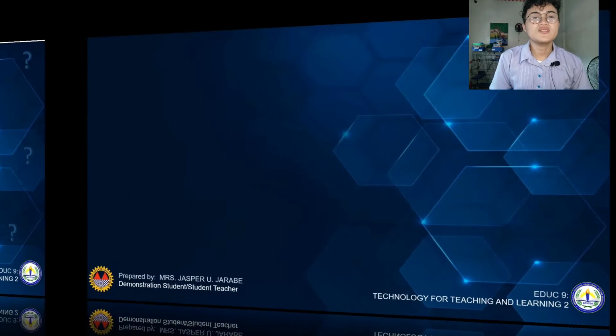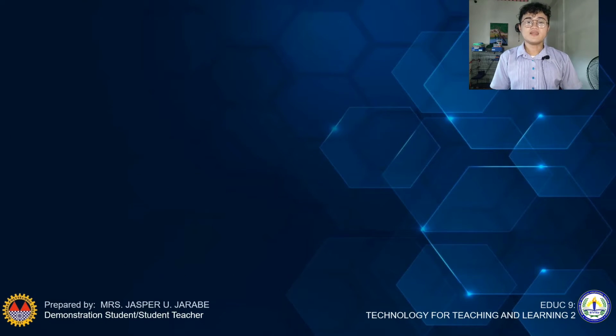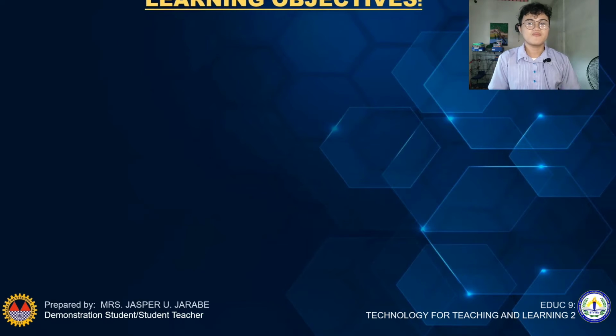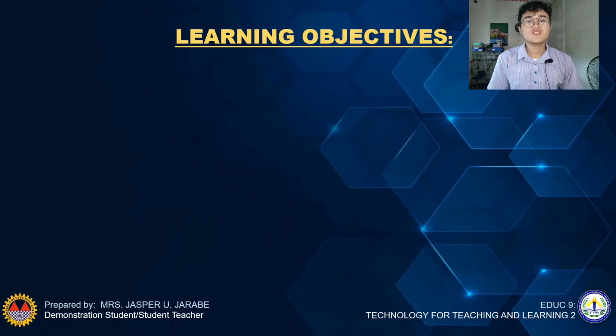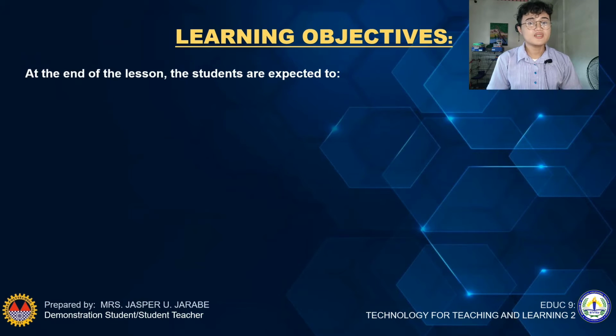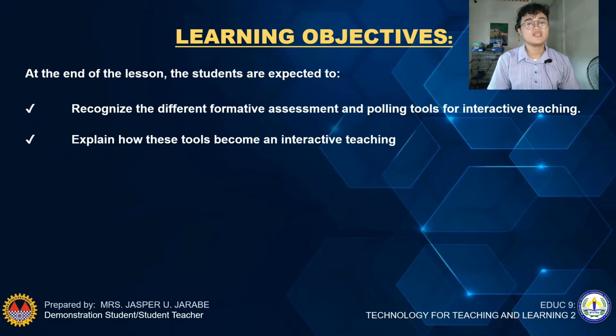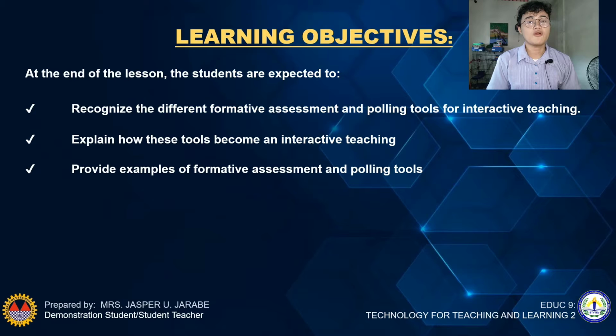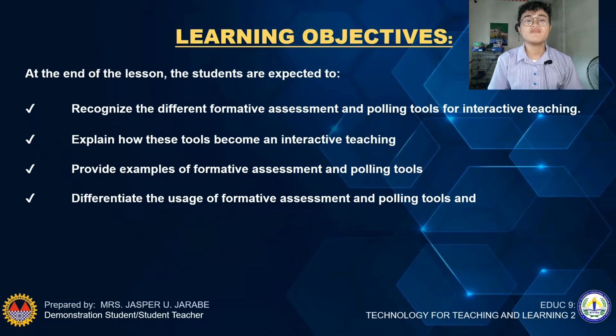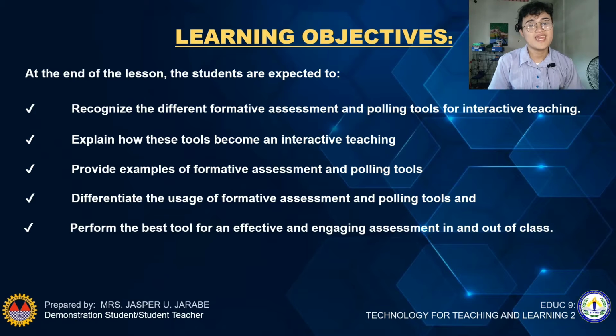So before we proceed to our main topic, let's define first our objectives. At the end of the lesson, the students are expected to first recognize the different formative assessment and polling tools for interactive teaching. Second, explain how these tools become interactive teaching. Third, provide examples of formative assessment and polling tools. Fourth is to differentiate the usage of formative assessment and polling tools. And lastly, perform the best tool of an effective and engaging assessment in and out of class.